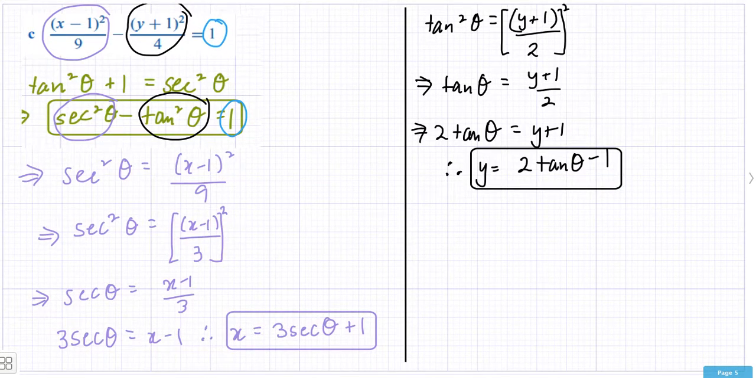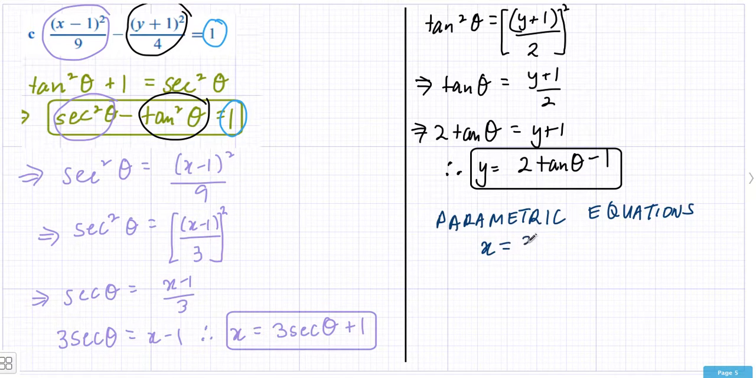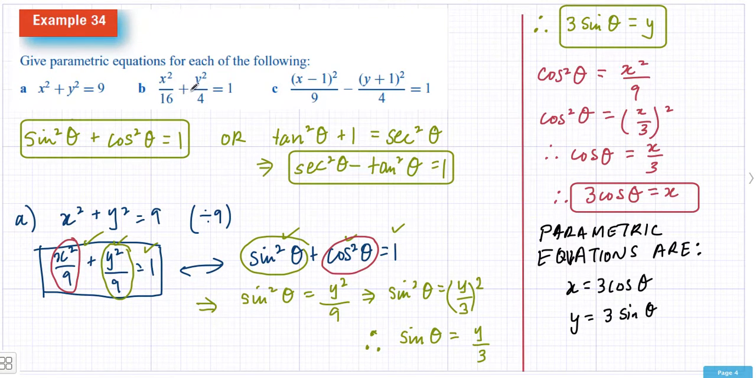And that is our other part of our parametric equation. For this example, our parametric equations involve sec and tan because they link back to a hyperbola. So the parametric equations, and you always want to list them, are x equals 3 sec theta plus 1, y equals 2 tan theta take 1. And remember, have a go at that second example too, which is very similar to the first one, using sine and cos, just because it has the addition in the middle. So anytime you've got the addition, use this one. Anytime you've got the subtraction, use this one.